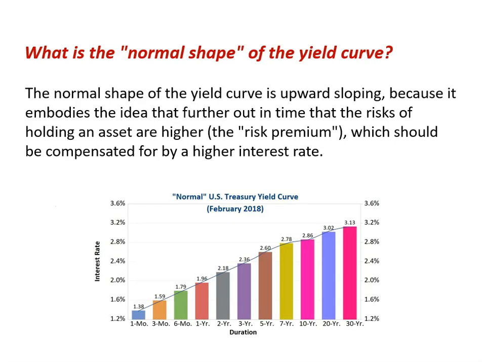What is the normal shape of the yield curve? The normal shape of the yield curve is upward sloping, because it embodies the idea that further out in time the risks of holding an asset are higher, that is the risk premium, which should be compensated for by a higher interest rate. The graph here demonstrates the normal shape of the U.S. Treasury yield curve.